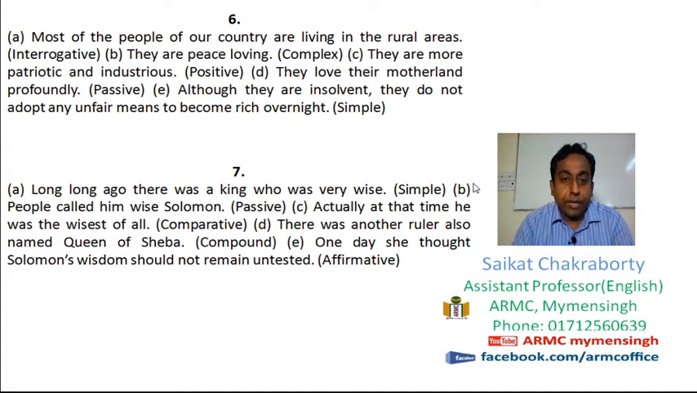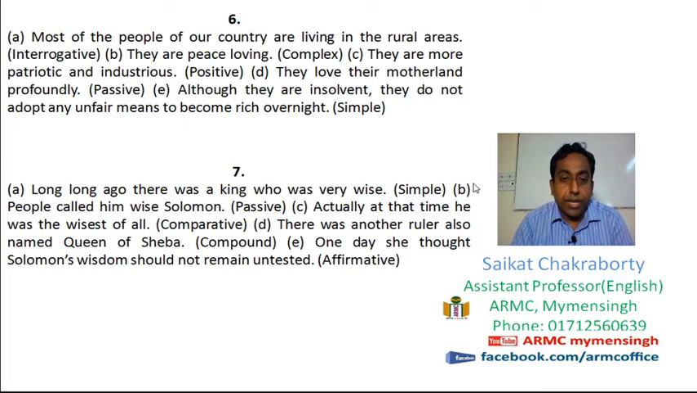They are peace loving. Complex. We can say here, it is they who are peace loving. They are patriotic and industrious. They are more patriotic and industrious. Make it positive. Then we can say, no other person is as patriotic and industrious as they. They love their motherland profoundly. Passive. To make it passive, we can say, their motherland is loved profoundly by them.